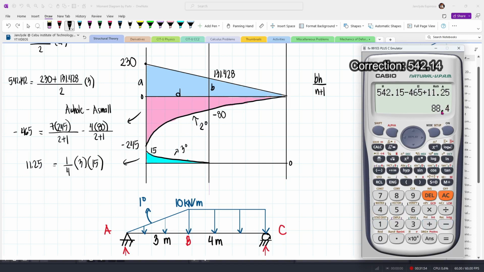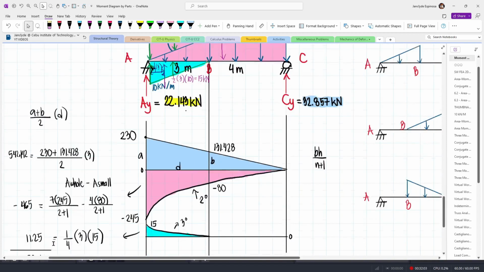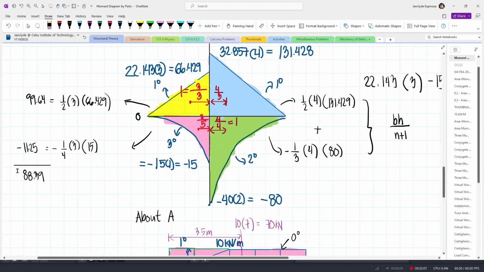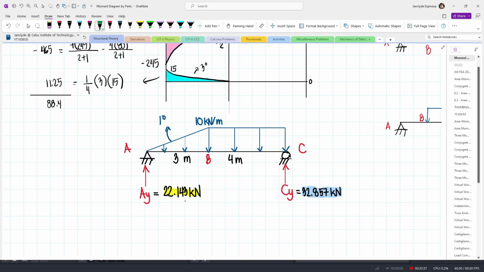So adding all of these, we have 542.15 minus 465 plus 11.25. We have a value of 88.4. So this is 88.4. And so, diba, this is the same with our value right here. Meron lang discrepancy due to the rounding off of values. And so this is one way you can check. Now sir, how about if about C?